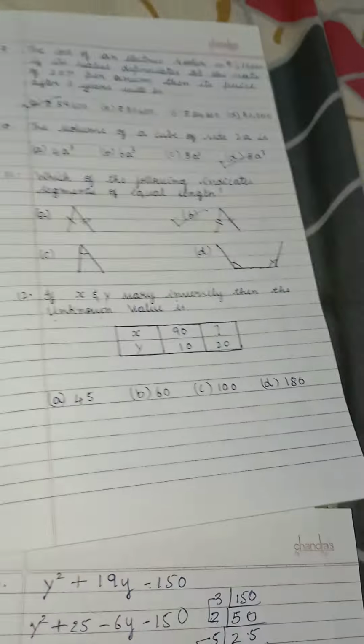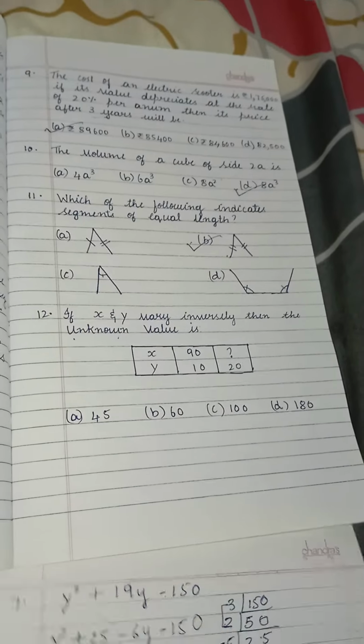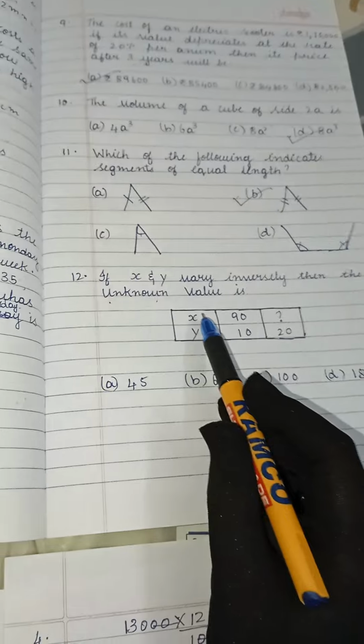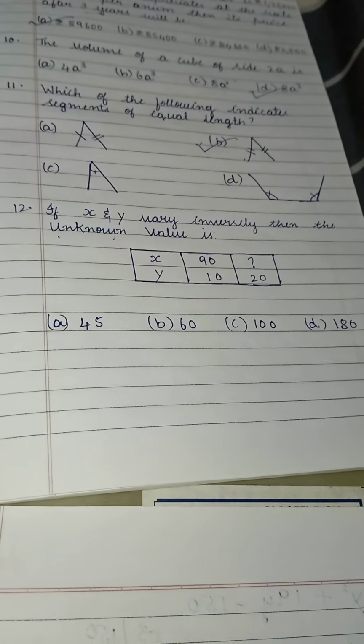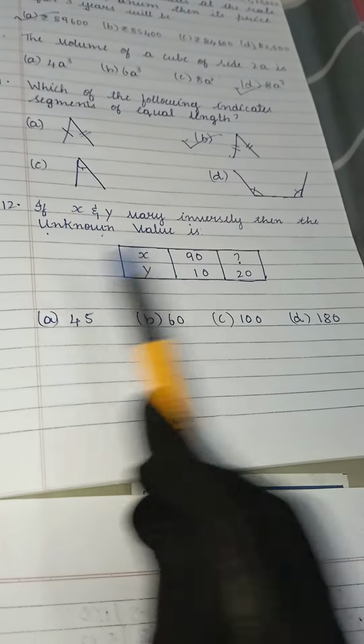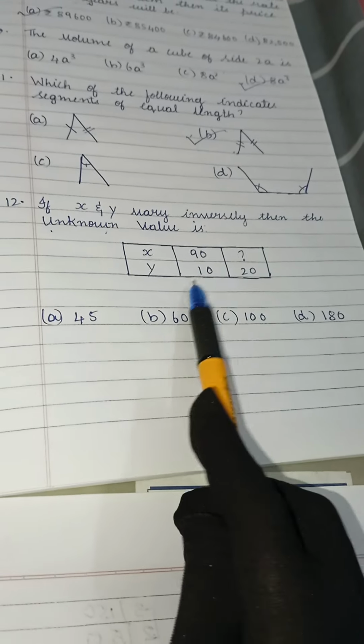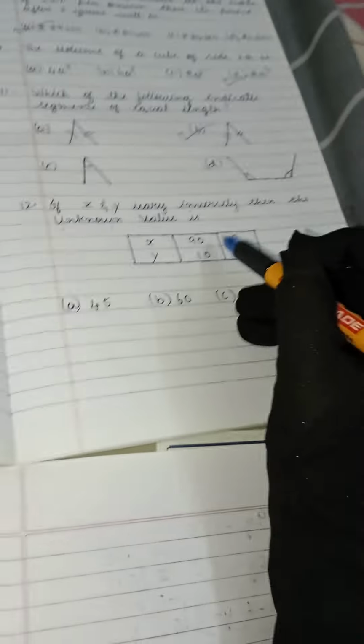Now, if x and y vary inversely, the unknown value is, see, if x and y vary inversely, then the unknown value is x, y, 90 by 10, and you don't know, question mark by 20, right? See, it is telling inversely and not direct proportion. So x by y, 90 by 10. We will multiply like this only, 90 into 10. You don't know what is here, so you'll assume it as x. x into 20. 90 into 10 gives you 900.